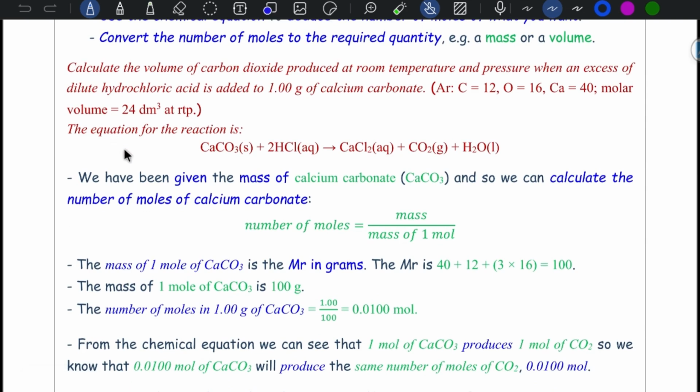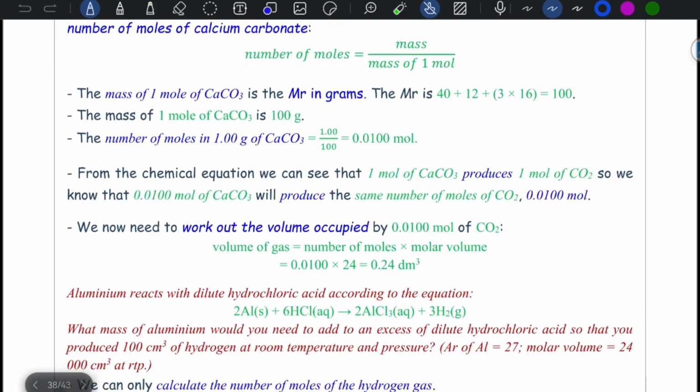We have been given mass of calcium carbonate, 1 gram. So we can calculate number of moles of calcium carbonate. Number of moles equals mass over mass of 1 mole. The mass of 1 mole of calcium carbonate, MR, is equal to 40 plus 12 plus 3 multiplied by 16, which is equal to 100. So we have mass of 1 mole and we have mass. You can calculate number of moles, 1 over 100, it will be 0.01.